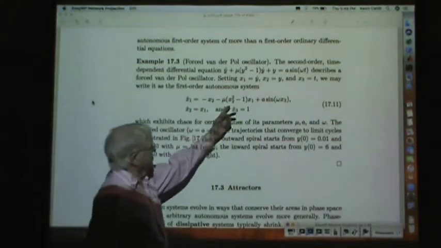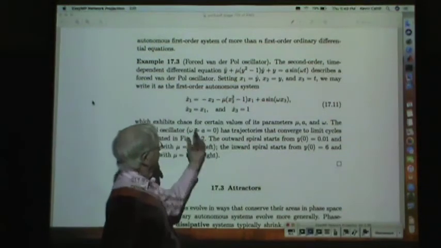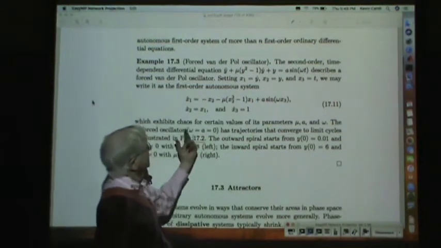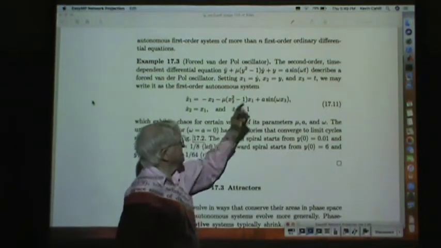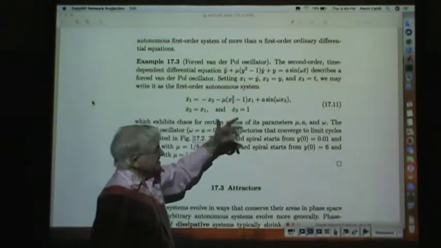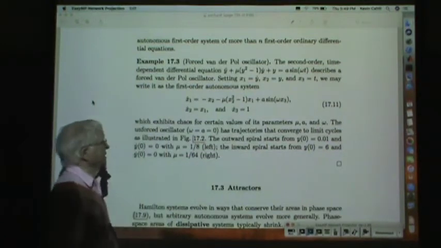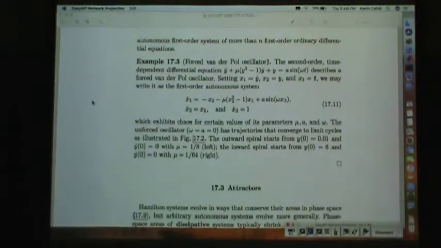x1 is x2, and so forth. x2 dot is x1. That's because x2 dot is y dot, and y dot is x1. And x3 is t, so x3 dot is 1. So that's your system.